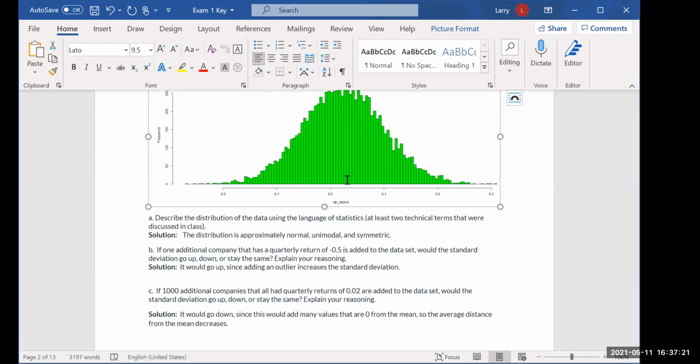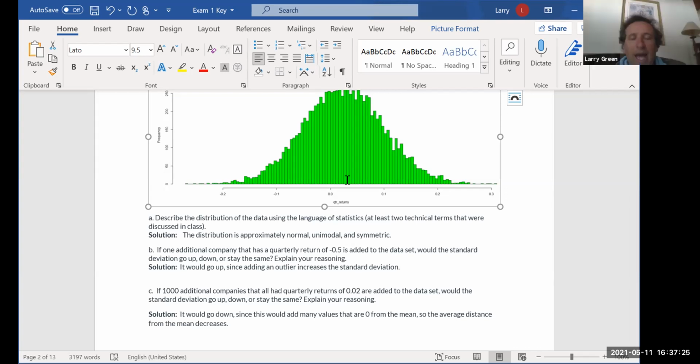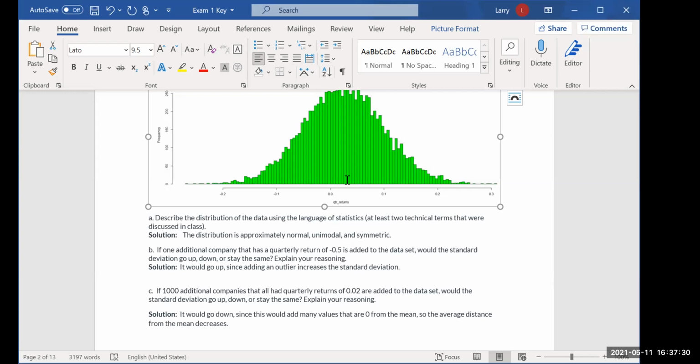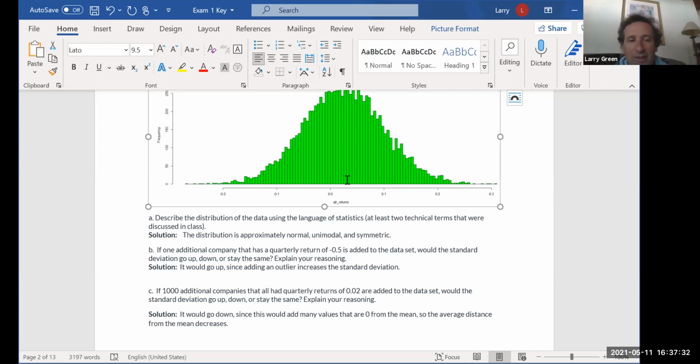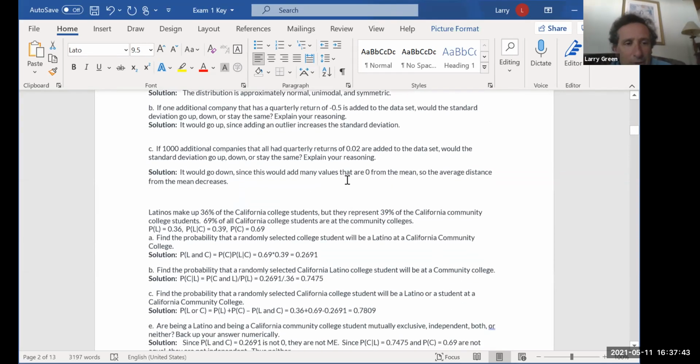Right? Average distance will decrease and the standard deviation will go down. Yeah, the average distance will go down because if you throw in a whole bunch of zeros and now take the new average, you're going to have a smaller average. Does that make sense? Okay, a lot of people had trouble with that.